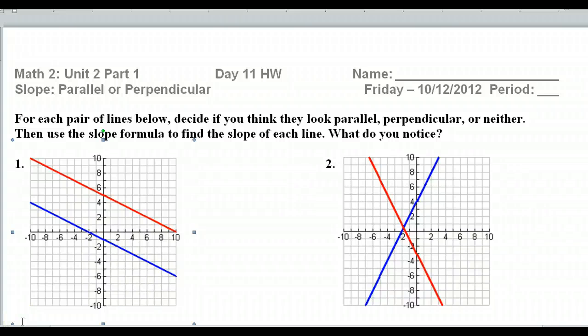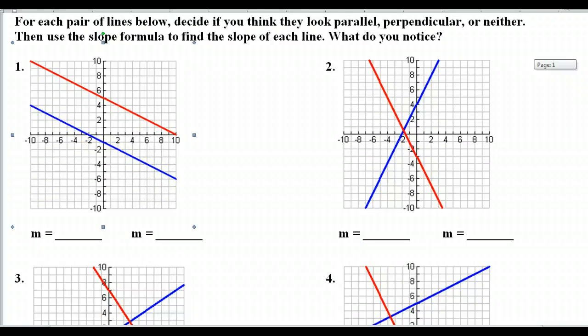Alright, let's see what we have here. For each pair of lines, decide if you think they look parallel, perpendicular, or neither. Then use the slope formula to find the slope of each line. What do you notice?